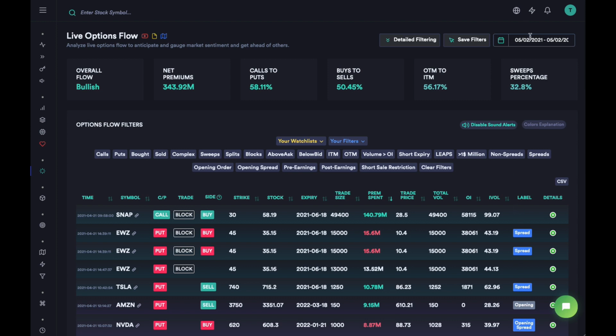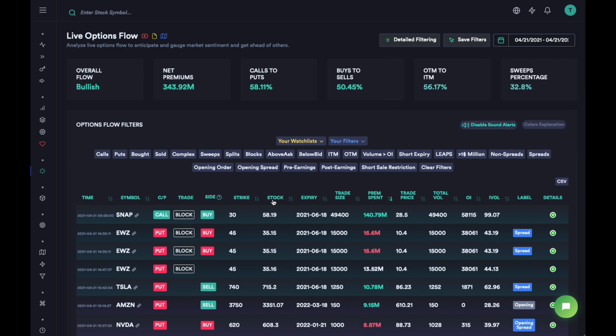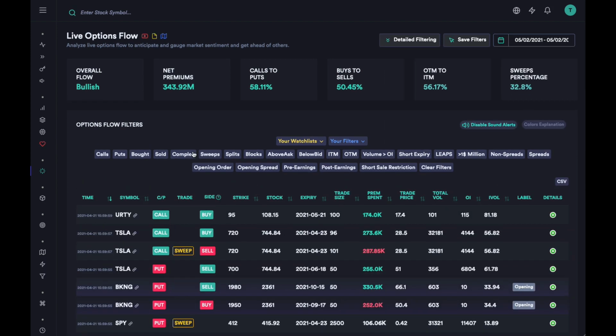and the way you go back is you have this calendar. Let's say we want to select April 21st, just click on April 21st, or if you want to select a day, you click on 21st and then any range you want. So please know that we keep 14 to 21 days of historical data in a live options flow tool, and you can use that to find really good swing trading setups. So let's go there and let's look at the flow from April 21st.